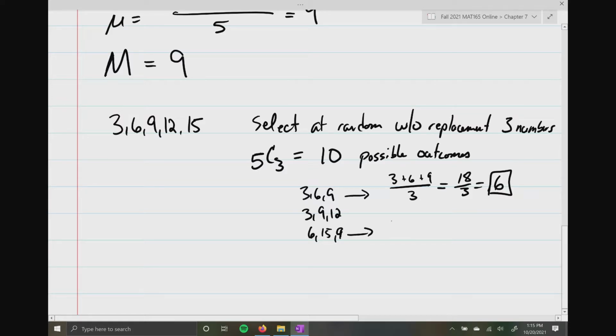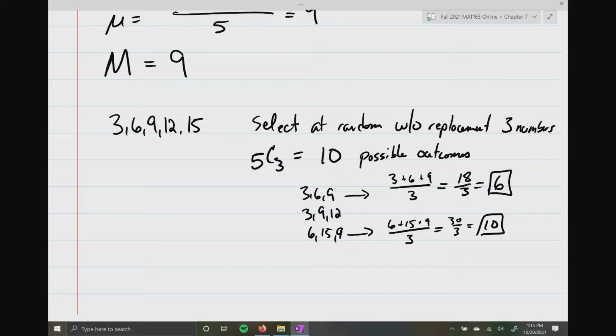That's going to be 6 plus 15 plus 9 all over 3. Well, let's see here. That's going to be 30 over 3, which equals 10. Now, why are we doing this? First, you got to understand this is a very small, simple problem.